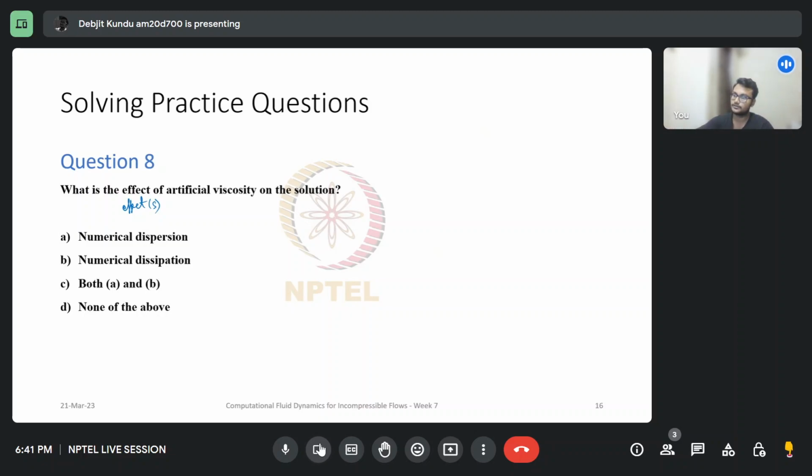So let's have a look at the solution. The solution is option B, numerical dissipation only. As we saw, if the original solution would have been like this, then due to numerical dissipation, the numerical solution that we obtain would be dissipated a bit like this. So it would spread out. Instead of a sharp gap, it would spread out.